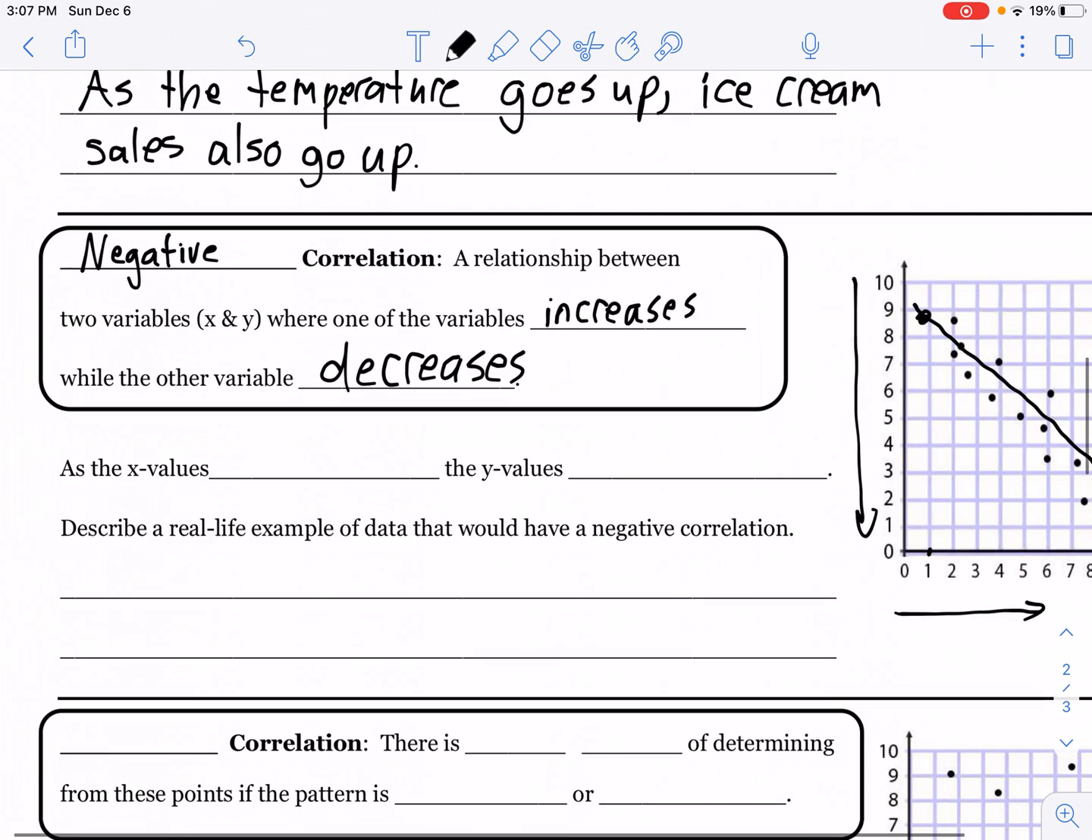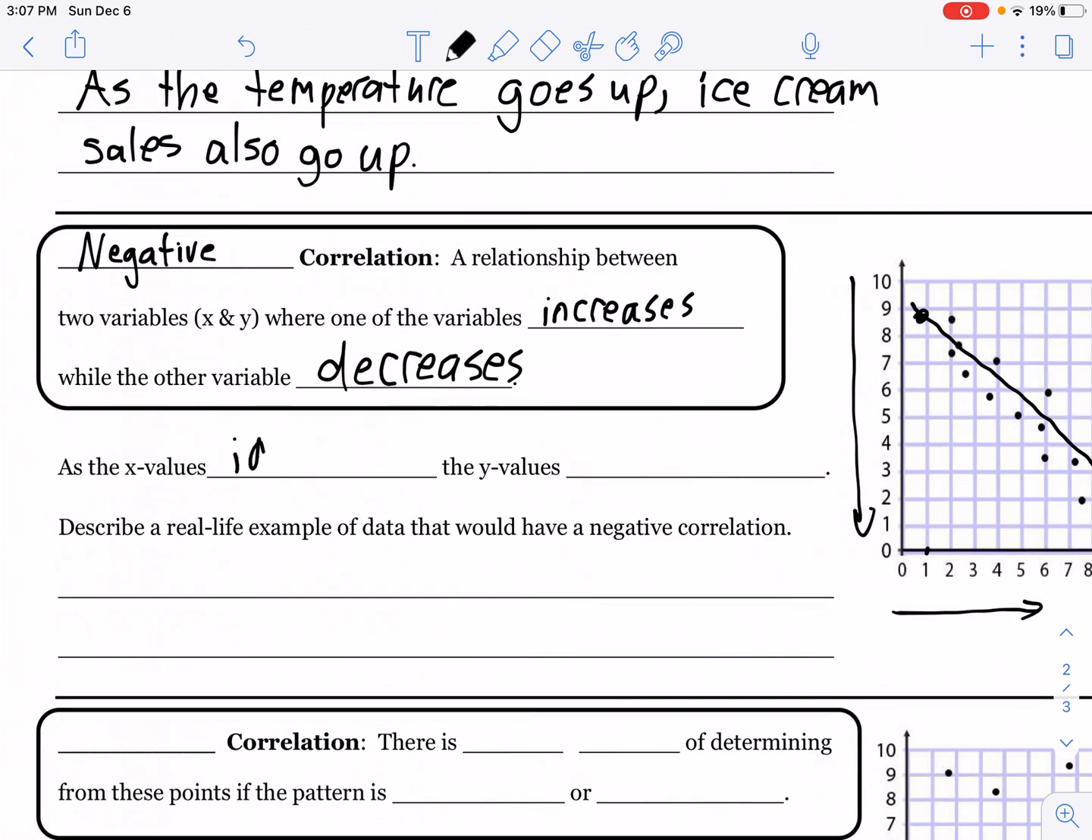So as the x values increase, the y values decrease. Okay, so that's the general trend there, is that as the x values increase, the y values decrease.